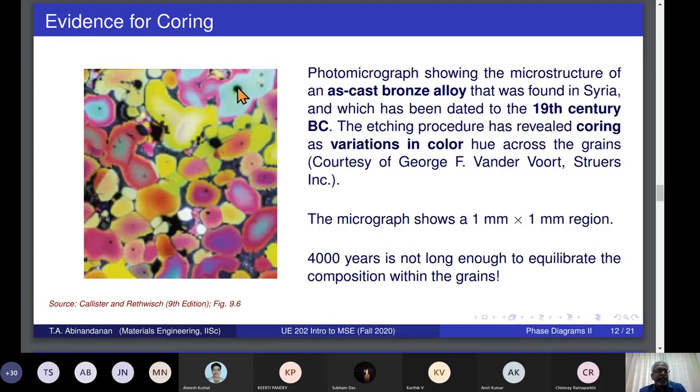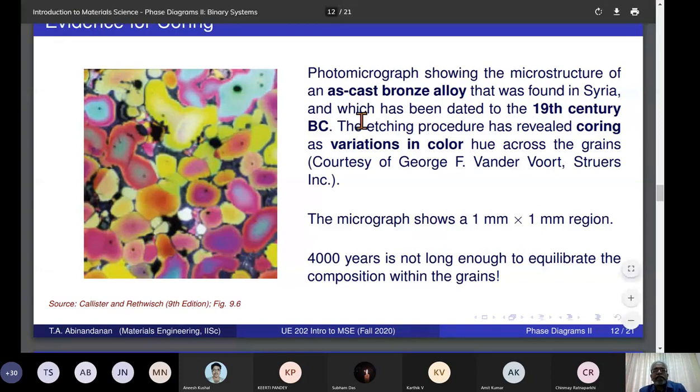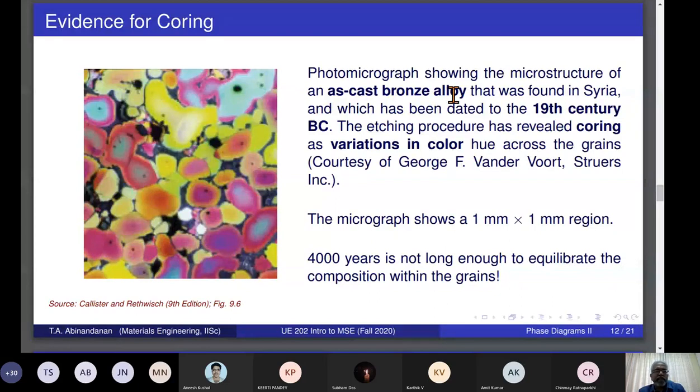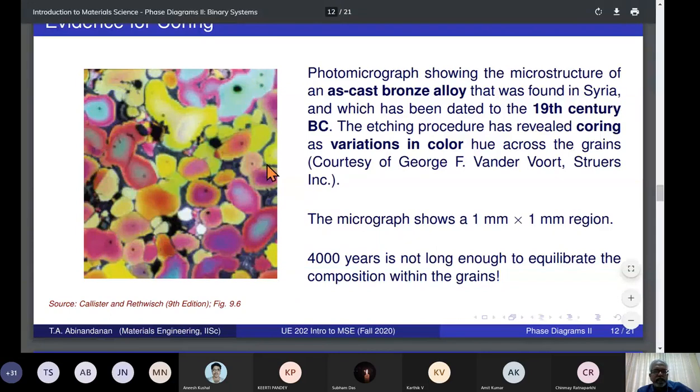Here's a pretty nice picture that Callister presents, and this is from a bronze alloy. And obviously it must have lots of other components other than copper and tin. And again, it's from the 19th century BC, and that's pretty interesting. The variation in color is because of the composition variation. The micrograph, in the book, he says it's about 30x. And since this is magnified, I say that approximately each side is about 1 millimeter of the alloy by 1 millimeter as observed under the microscope.